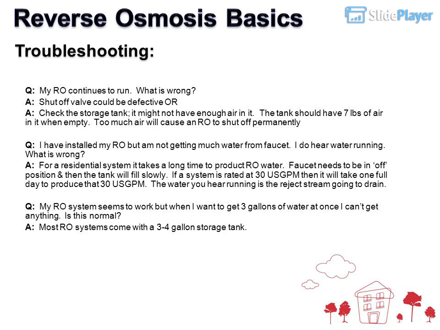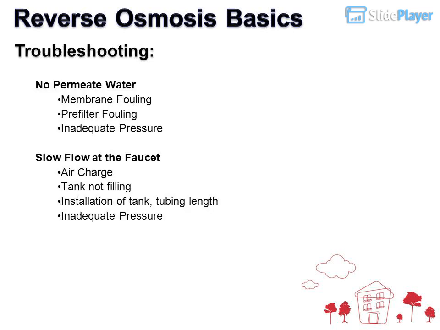Q. My RO system seems to work but when I want to get 3 gallons of water at once I can't get anything. Is this normal? A. Most RO systems come with a 3 to 4 gallon storage tank. Reverse osmosis basics.